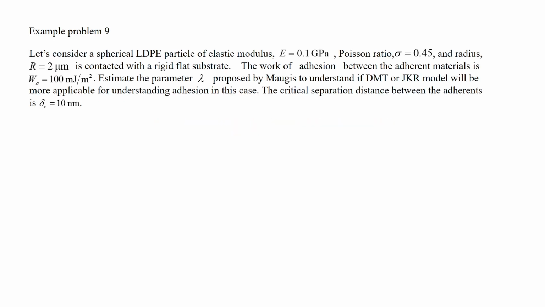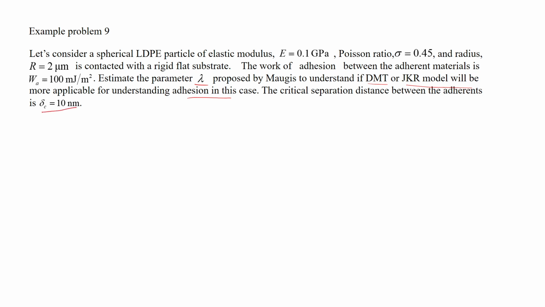So, here there is a problem. Consider a spherical LDP particle of elastic modulus 0.1 gigapascal, Poisson ratio 0.45, and radius 2 micron, contacted with a rigid flat substrate. The work of adhesion between the adherent materials is 100 millijoule per meter square. Estimate the parameter lambda proposed by Moses to understand whether the DMT or JKR model will be more applicable for adhesion in this case. The critical separation distance between the adherents can be taken as 10 nanometer.